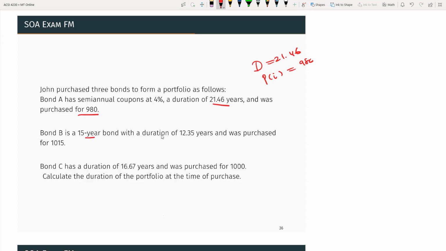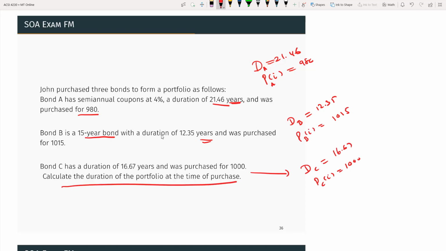Bond B is a 15-year bond. Duration is, so let's say this is bond A. Then the bond B duration is 12.35 years, you can see the unit. And the price is 1050. Then the bond C, duration is 16.67 years, and the price is 1000. Calculate the duration of the portfolio at the time of purchase. So we want to calculate the duration of the portfolio.